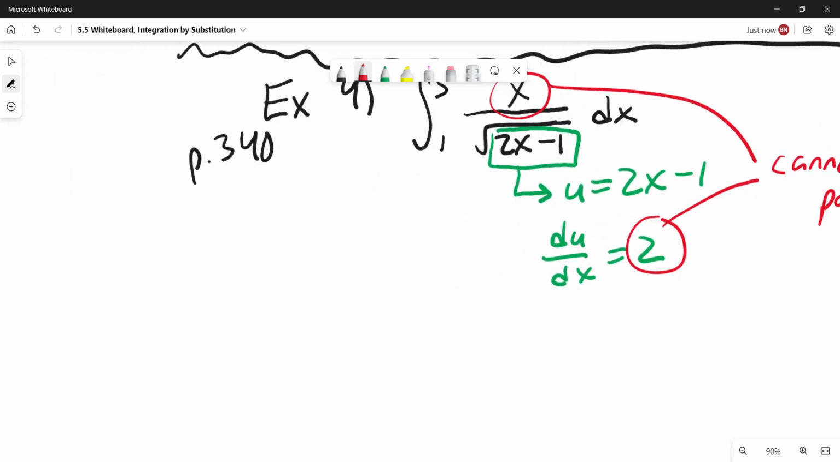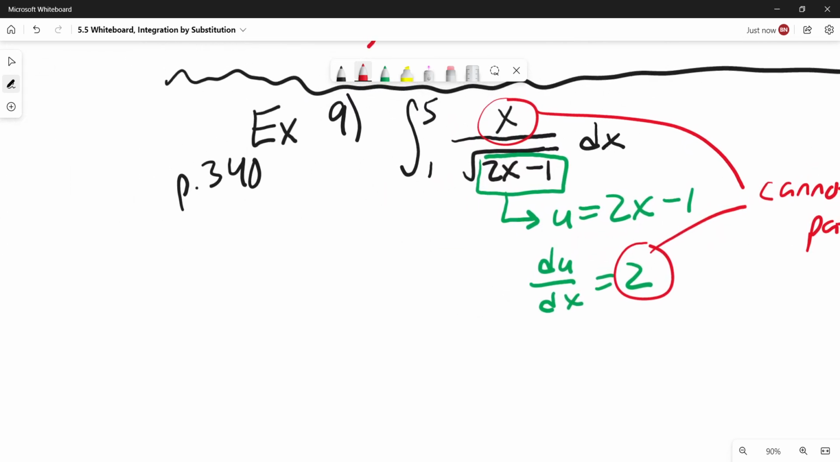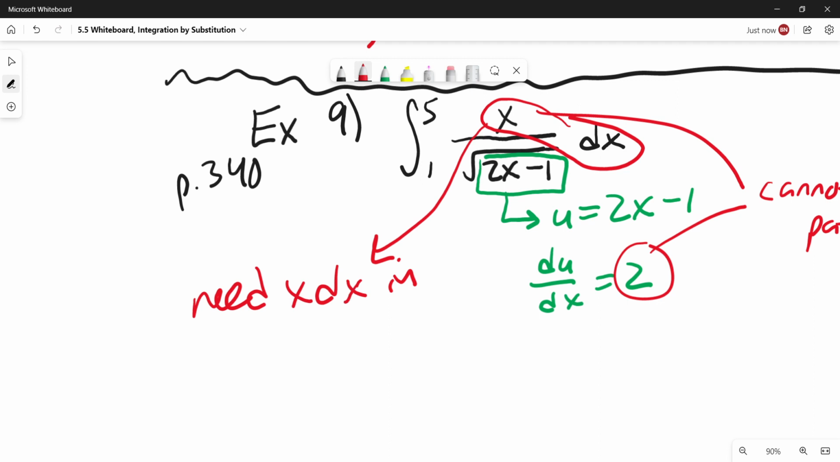Okay. So what does that mean? That means I'm going to have to go back here. I need to know what's left to take out to turn every x into u. What's still left is this x dx that needs to come out. So we need x dx in terms of u. Okay, to do that, I'm going to keep going with this.